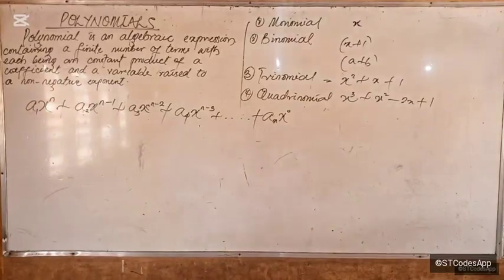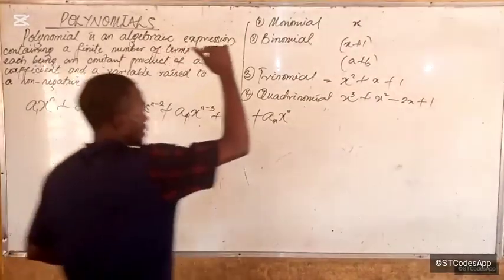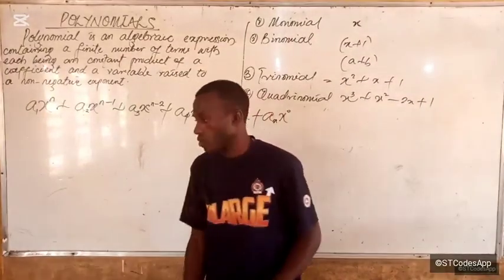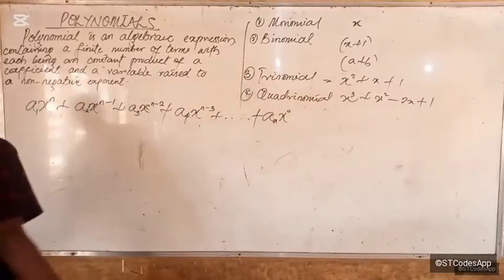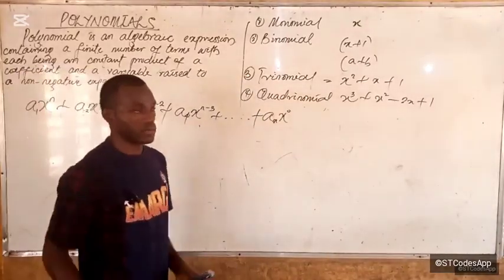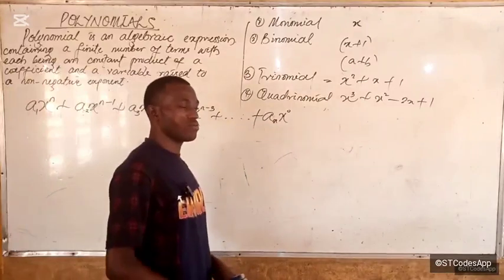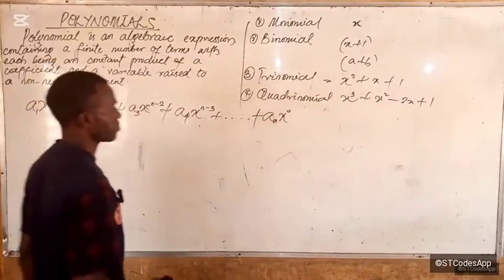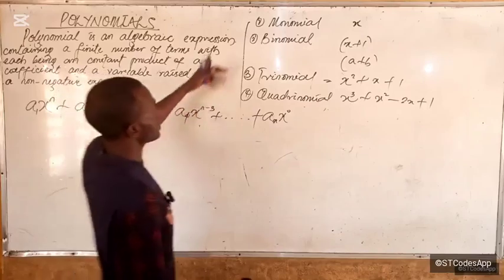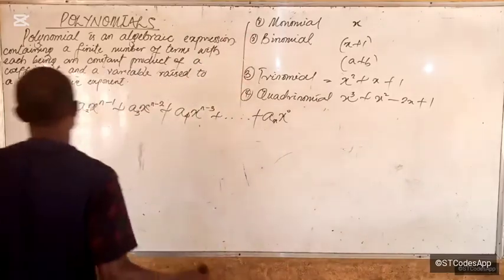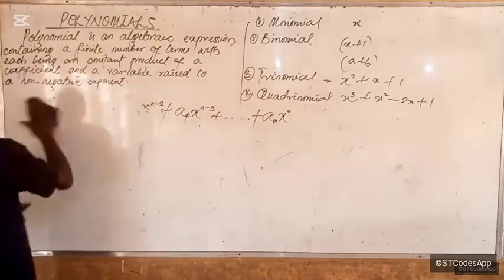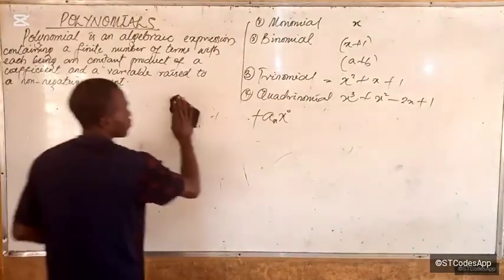All right. So, and like that, we have them on and on like that, until we get to 10, we have decanomial. Don't know what that is, but basically these are the major forms of polynomials that we have. All right. At least in most cases, these are the ones we work with.